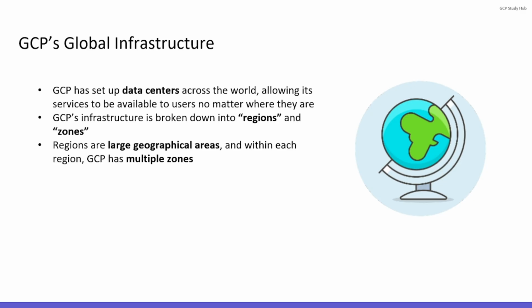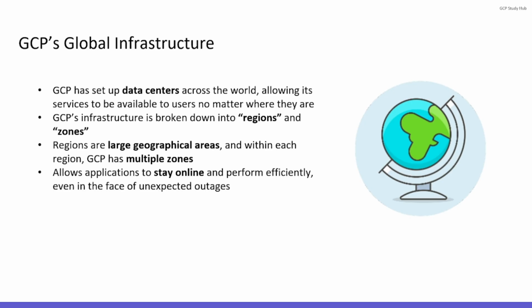A region is a large geographical area, and within each region, there are multiple zones. One of the advantages of this combination of regions and zones is that it allows for better availability of your resources. You can optimally place your resources or distribute your applications to keep them running smoothly, even in the face of unexpected outages. And you have control over where your resources are deployed.